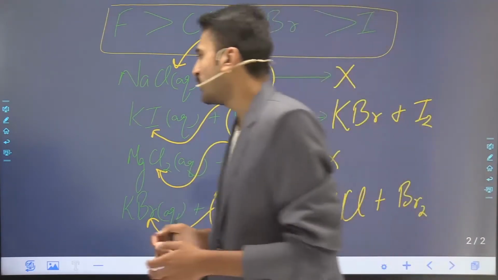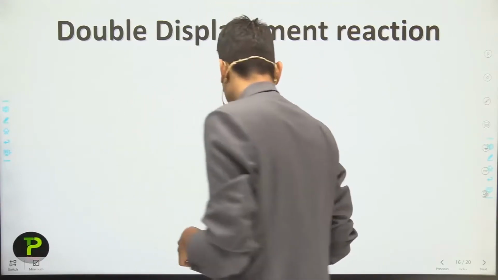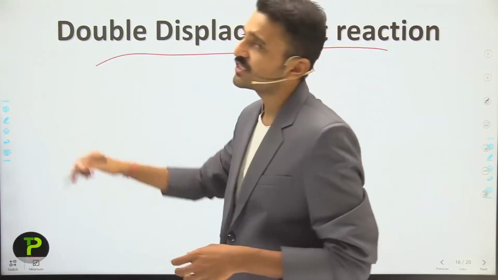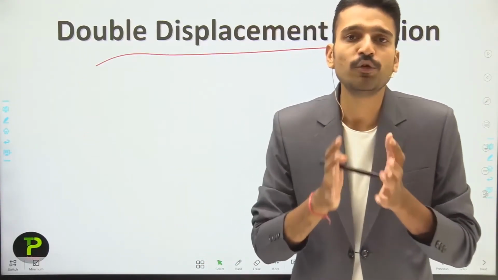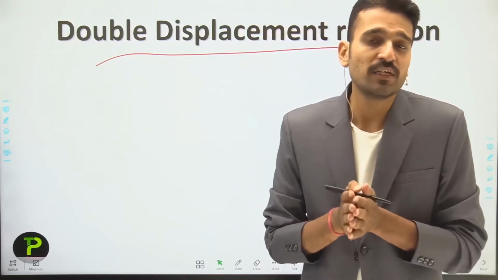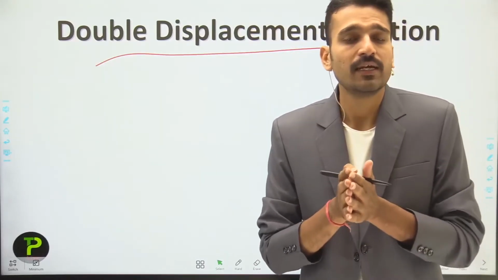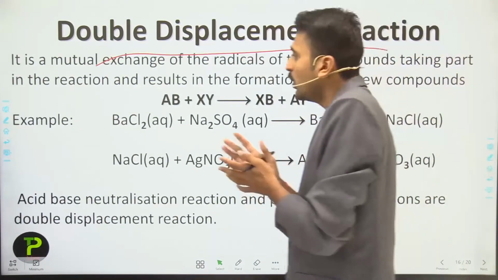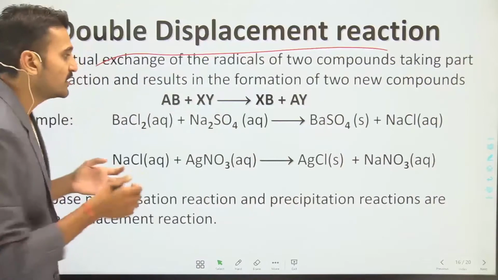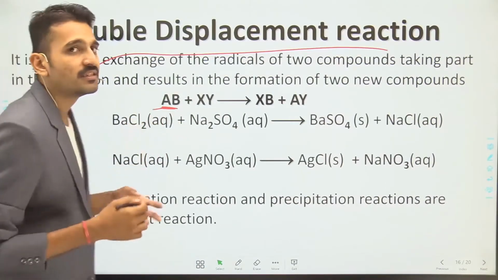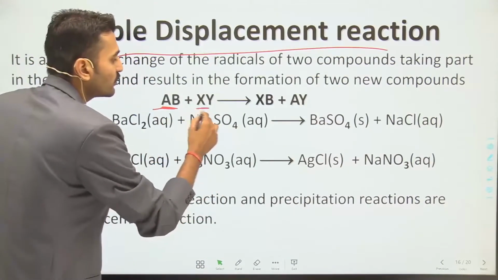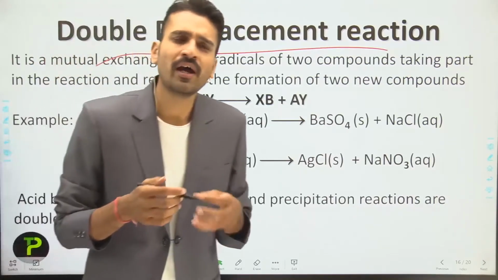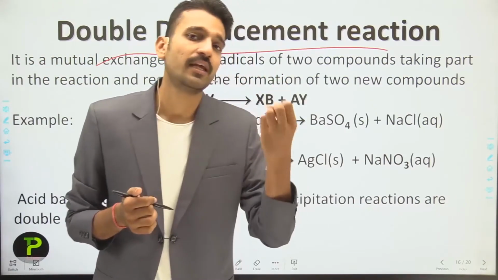So now moving back, what is a double displacement reaction? The double displacement reactions are those reactions in which a mutual exchange of ions takes place, or a mutual exchange of radicals takes place. So here let us see how this reaction looks. Suppose you have a compound AB reacting with XY. What are the products formed, and how does the mutual exchange of ions take place?